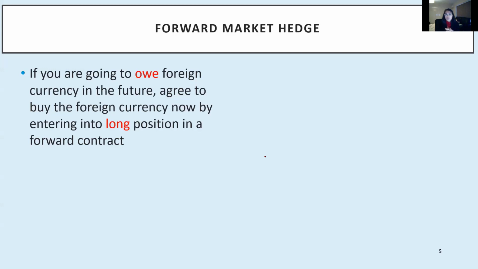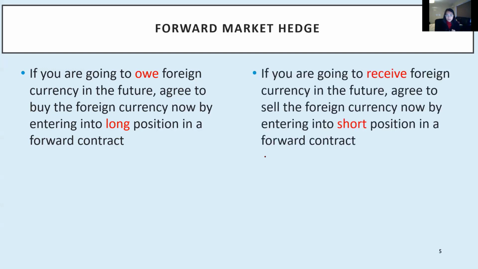So here, if I'm going to owe foreign currency, so in the future, if I'm going to have to pay to the foreign partner, then today I'm going to enter into a long forward contract, okay? In contrast, if I think I'm going to receive money in the future in the foreign currency, I'm going to enter into a short forward contract today, okay?